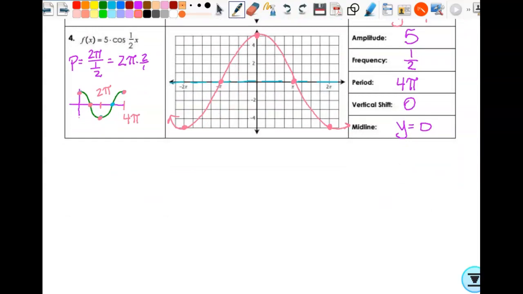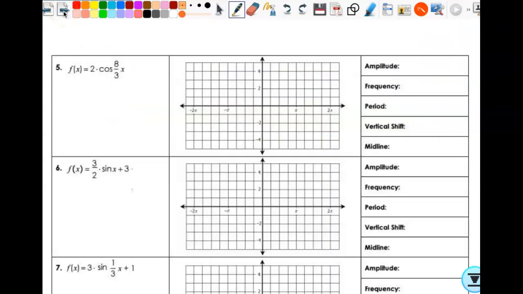Questions? We good on that? Half, half, half. And you may need to label something on here to figure out where your halves are if you can't actually get it on the graph. We're good? Awesome. Let's look at number 5.